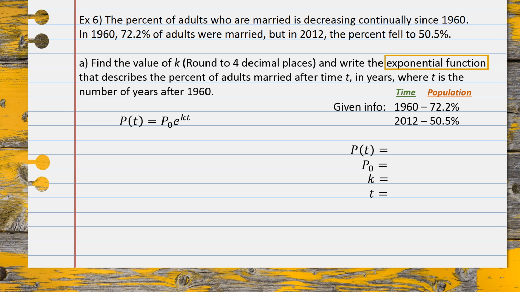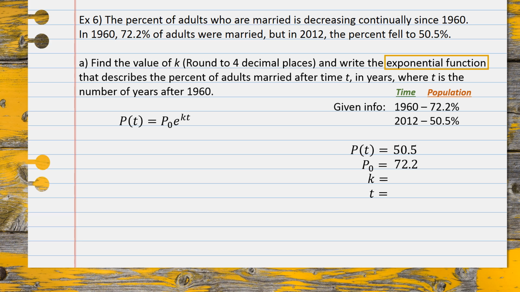All right, so starting from here, look at the information. In the past, 1960. In the question, it says where t is the number of years after 1960. So P naught is your starting year. Well, in 1960, what was the percent of the population? 72.2. Now, P of t represents the population after a certain amount of time. We know that years later, in the year 2012, we know the population was 50.5.